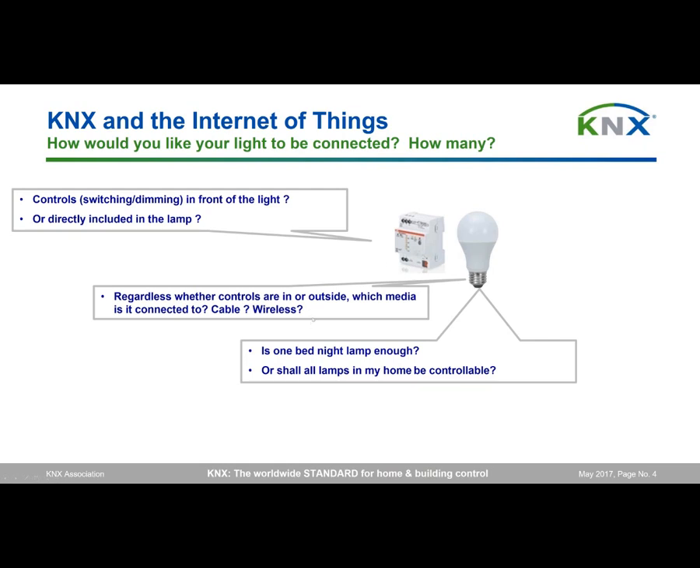Regardless whether the controls are in or outside, which media should it be connected to? Should it be cabled, or should communication to the light be wireless? Is controlling of just one light sufficient, or should all lamps in my home be controllable, not only the light next to my bed?